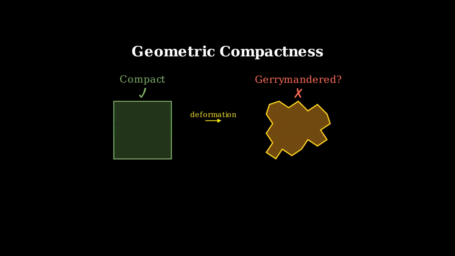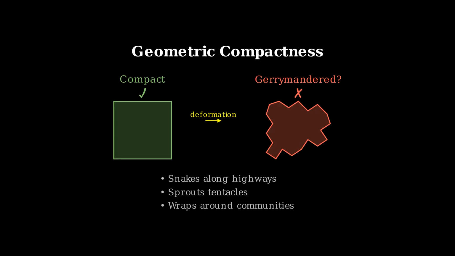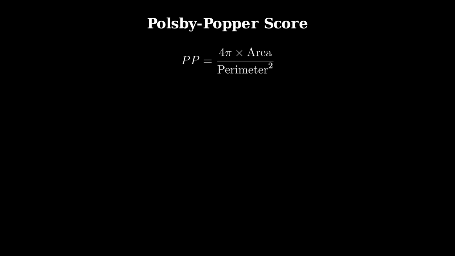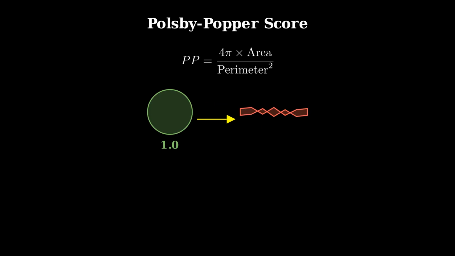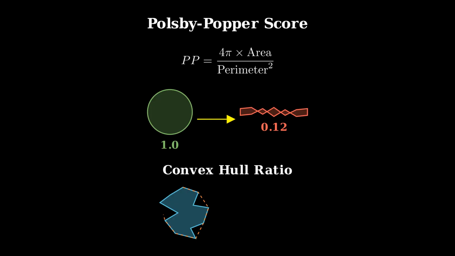So mathematicians developed additional tools. One family of measures focuses on shape, the geometric compactness of districts. The idea is simple. Gerrymandered districts tend to look bizarre. They snake along highways, sprout tentacles, or wrap around communities in ways that no reasonable person would draw. The Polsby-Popper Score quantifies this. Take the area of a district, divide by the area of a circle with the same perimeter, and multiply by 4 pi. A perfect circle scores 1. A long skinny snake scores close to 0.